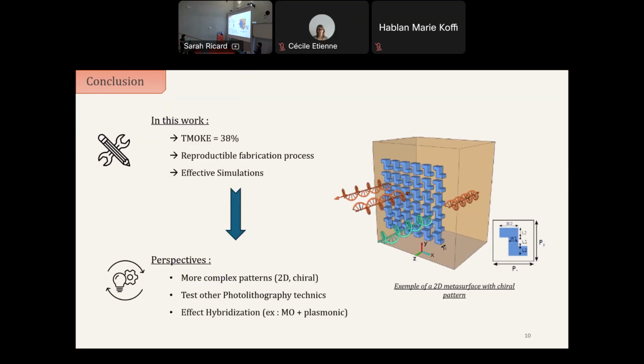The idea in my thesis is to tackle some effect hybridization, for example with magneto-optic and plasmonic, or in this case, magneto-optic and gyro-optic effects. So this is kind of an introduction for my thesis work, but that's what I've done until here.